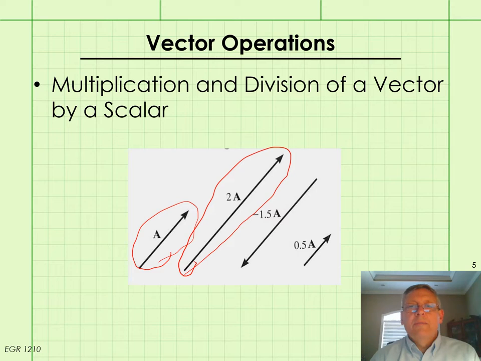If we multiply the vector A by a negative 1.5, notice that its magnitude increases and its sense of direction is reversed because of the negative sign. Likewise, if we multiply A by 0.5, which is the same as dividing it by 2, the direction stays the same, but its magnitude is cut in half.